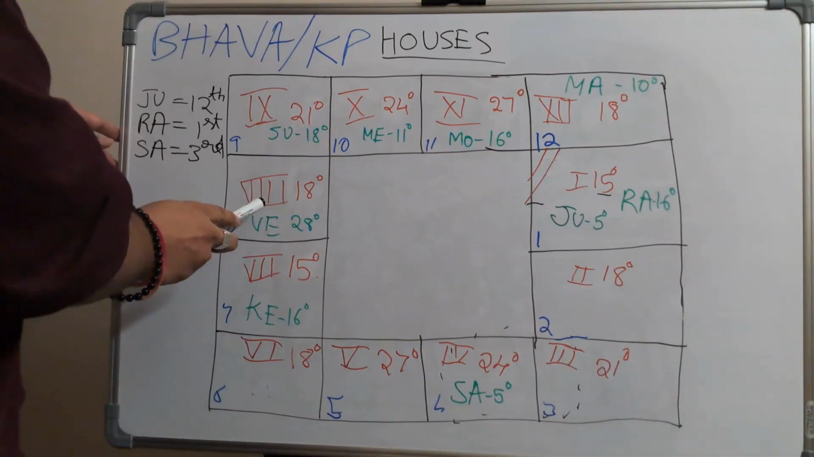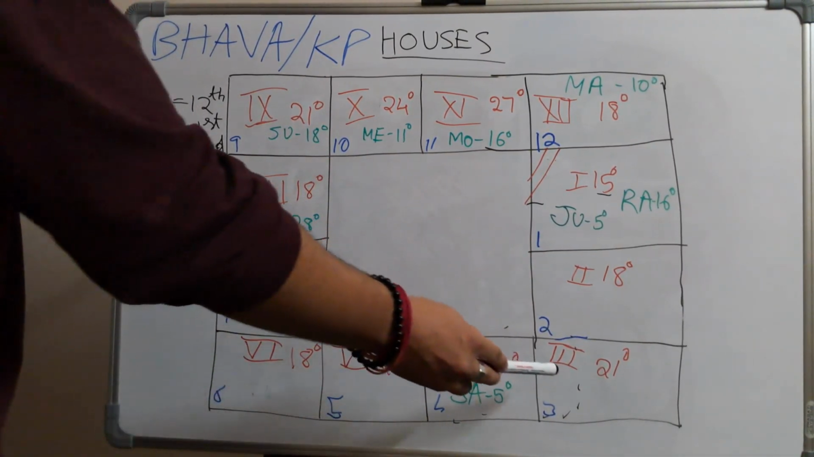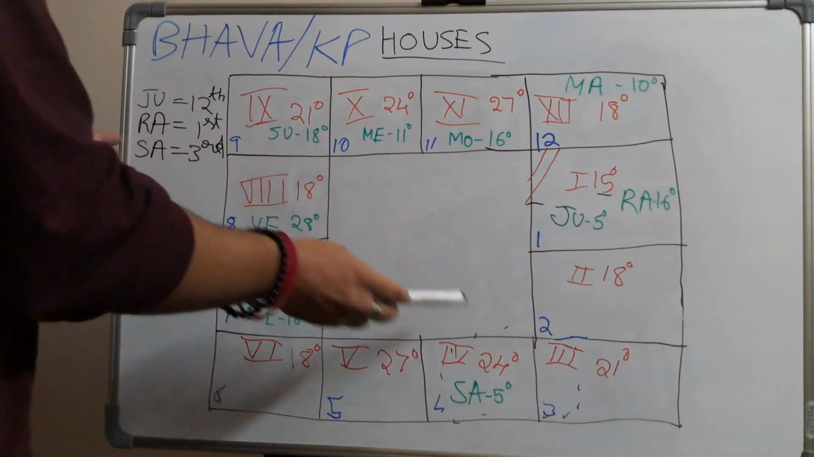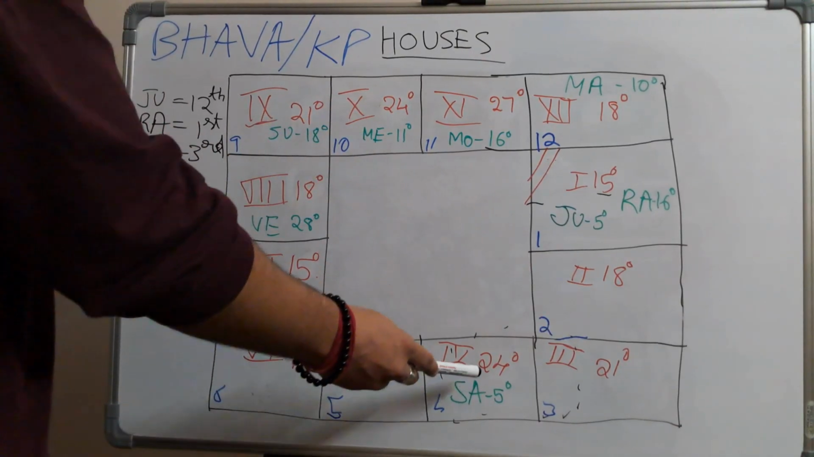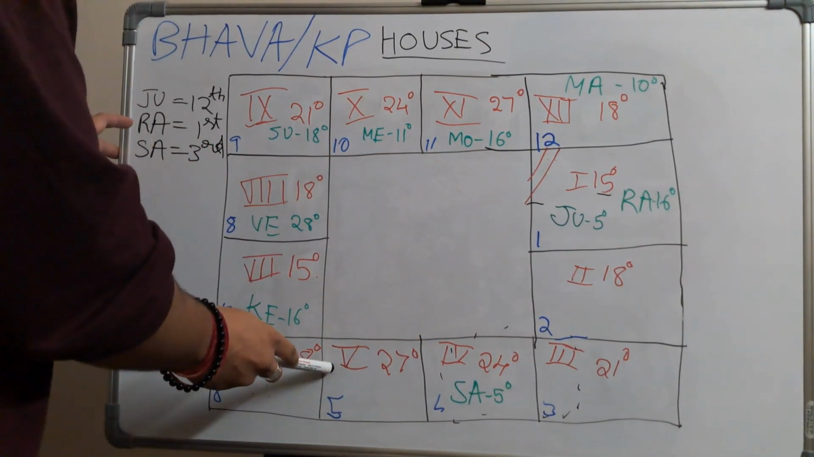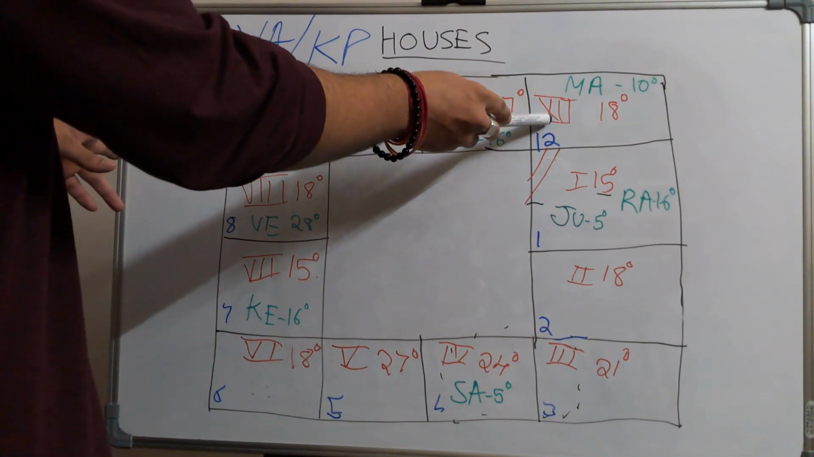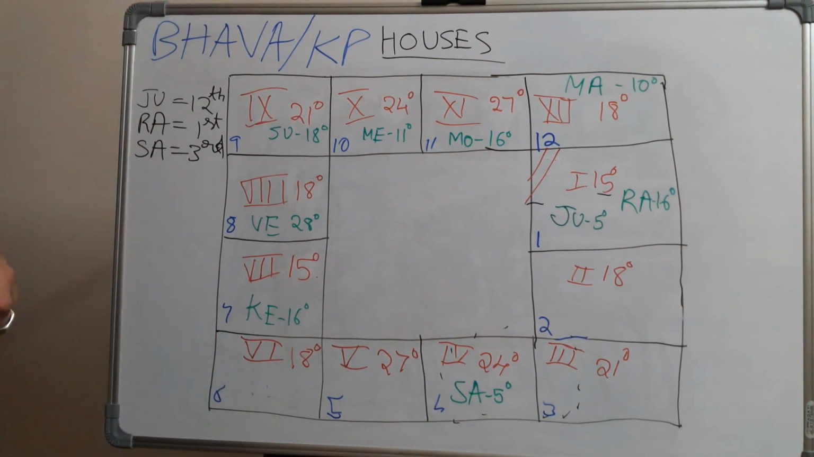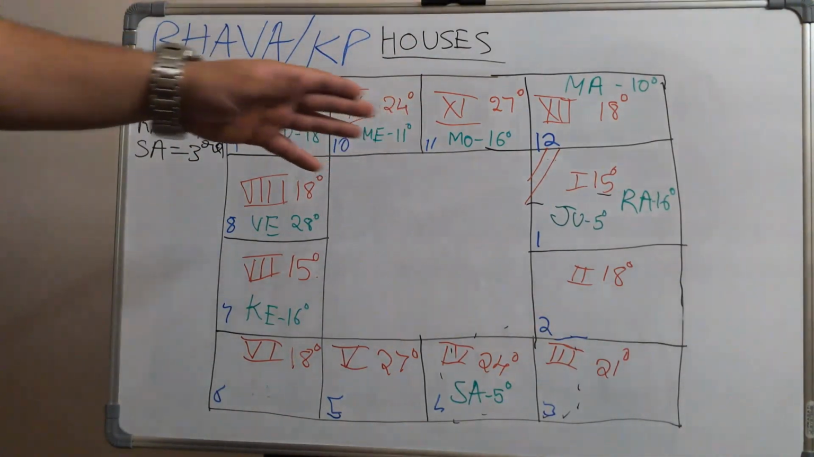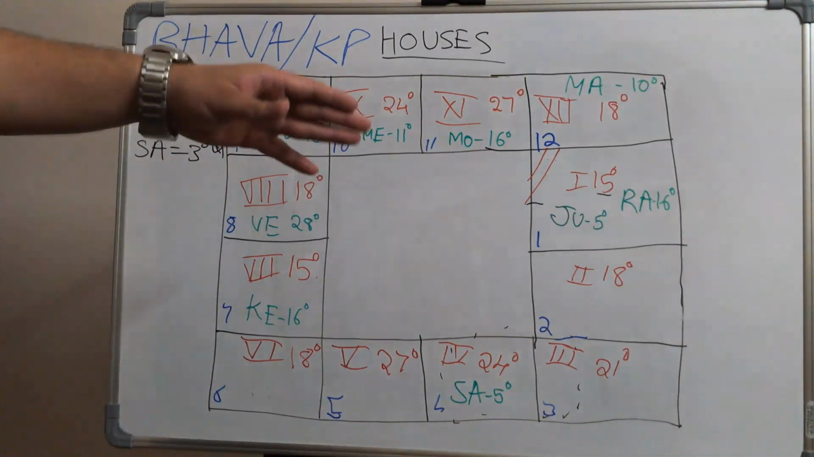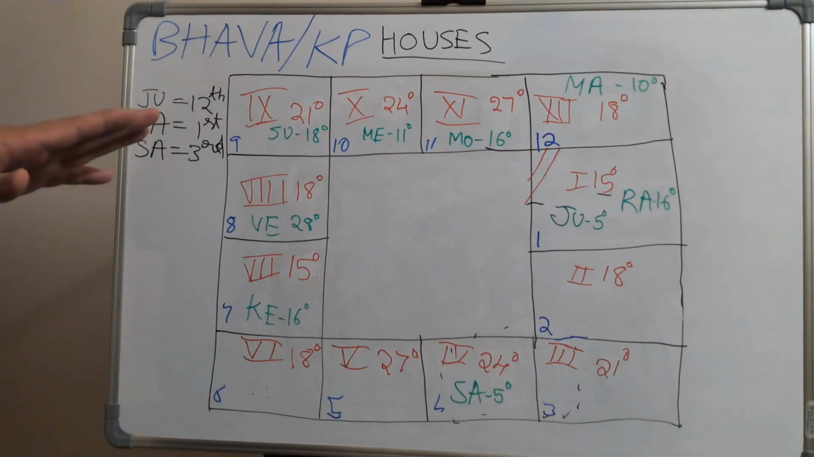So second house and 8th house, these two are opposite houses, and 18 degrees. Third and 9th, 21 and 21 degrees. 4th and 10th are opposite, so 24 and 24. 5th and 11th, 27 and 27. 6th and 12th, 18 and 18 degrees. So in a KP chart or BHAVA chart, opposite houses are going to have the same degree. The houses next to each other may have different degrees, but the opposite ones are going to have the same.